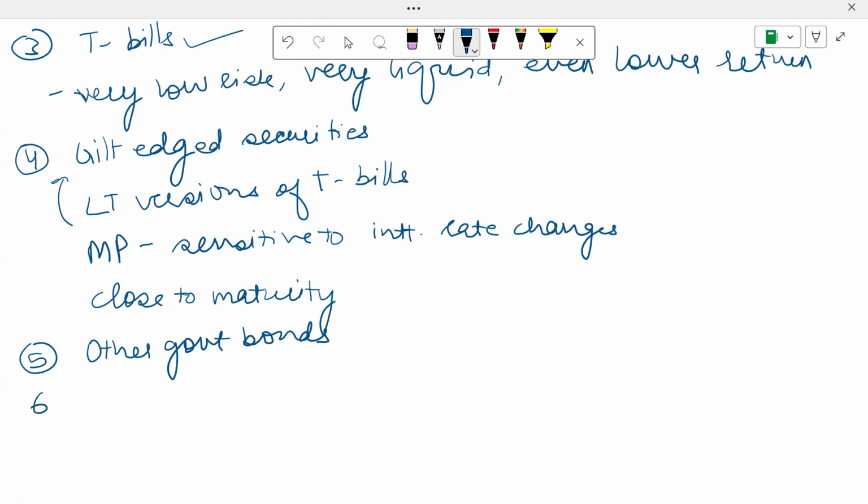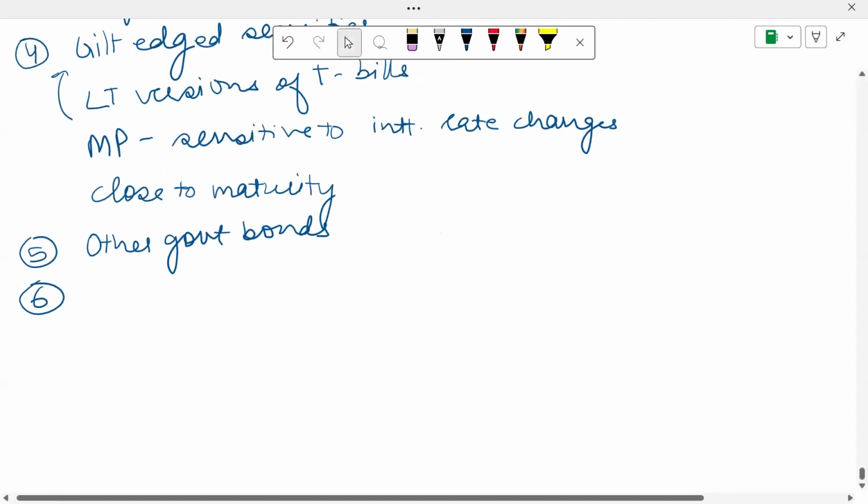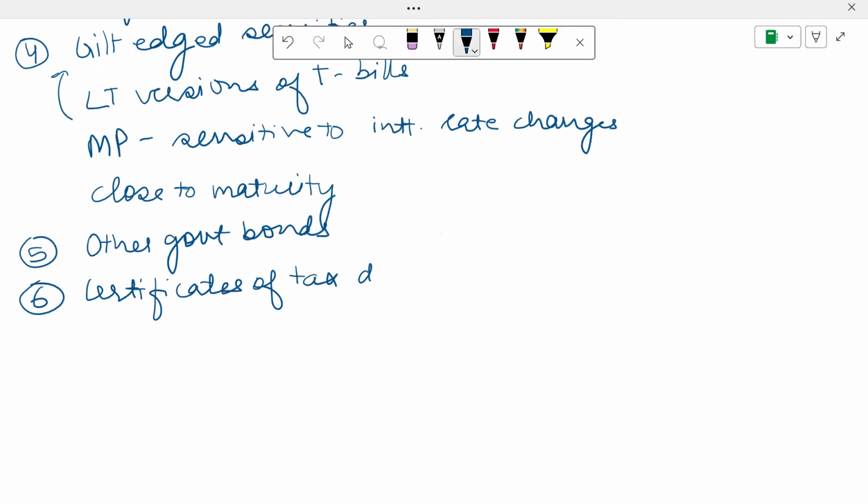Then another place where you can put in your money is certificates of tax deposit. So this is nothing but a deposit that you make with the tax authority, and you can either get it back for cash or you can use it in settlement of your tax liabilities.